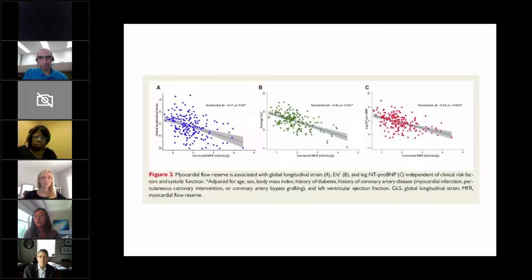When we did our multivariable regression analysis, we saw that there was a significant relationship between the corrected MFR with the global longitudinal strain as a reflection of myocardial mechanics, with the average E to E prime as a reflection of diastolic dysfunction, and the log pro-BNP as a reflection of increased wall stress.